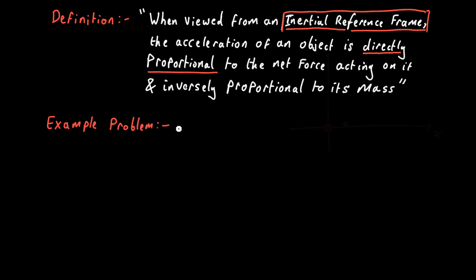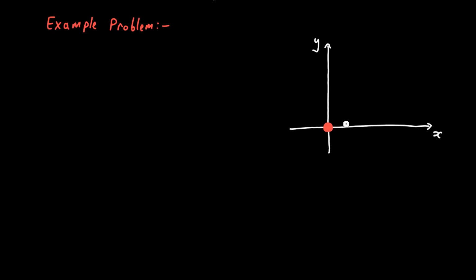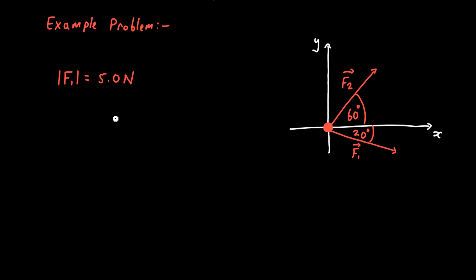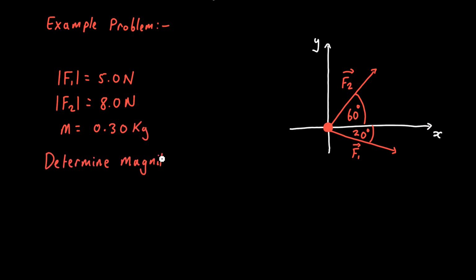So we have our hockey puck again, and it's at rest on a flat frictionless surface. A second later, it is hit simultaneously by two hockey sticks that exert two separate forces, F1 and F2, as shown in the diagram here. F1 has a magnitude of 5 newtons at 20 degrees clockwise from the x-axis, and F2 has a magnitude of 8 newtons at 60 degrees counterclockwise from the x-axis. Now, if the puck has a mass of 0.3 kilograms, determine the magnitude and direction of the puck's acceleration.